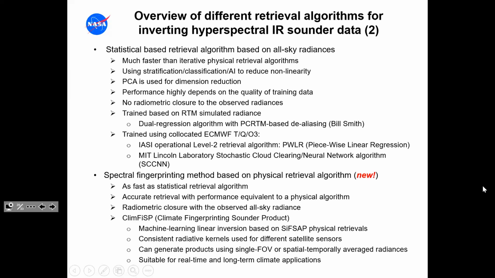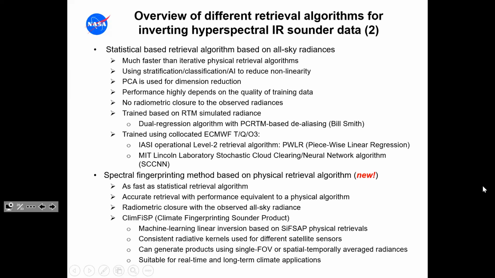So the statistical method, the advantage is no matter what, I'm going to get a solution. But how good is it when the real situation, the TOA radiance, deviates from your radiative transfer model? That's the thing. So there's no radiometric consistency of your product versus what is observed by the satellite. So that's the danger of the statistical method.